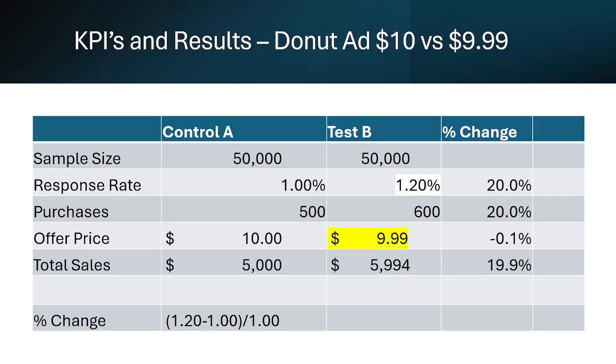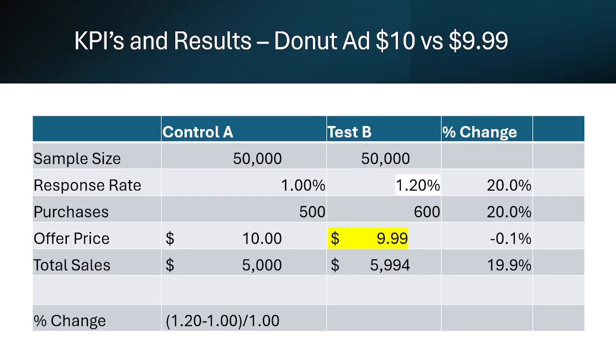So let's put this into numbers, and let's use the very first example where I had the donut and coffee ad at $10 versus $9.99. I've got a little chart here with fictitious numbers, but let's assume these were the actual results from running two ads: a control ad to 50,000 people and a test ad to 50,000 people. We know that in the test ad, there was a reduction in the price from $10 to $9.99, so potentially cheaper and more favorable to the audience.